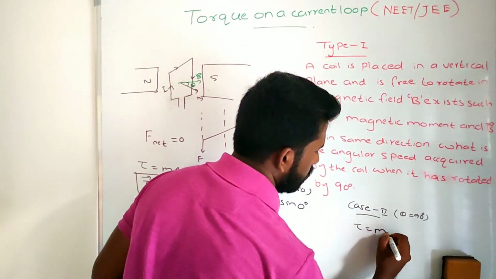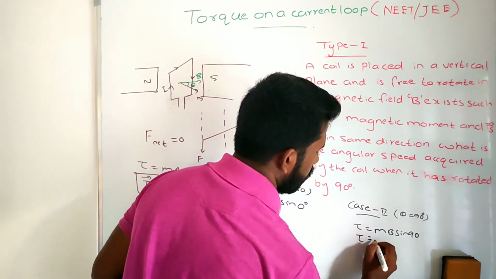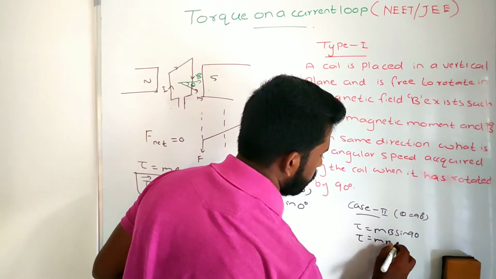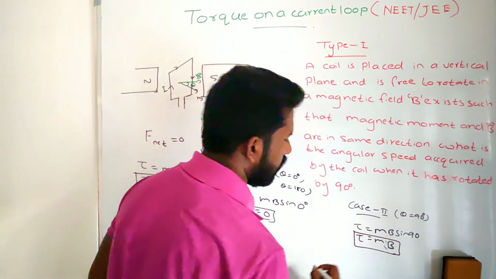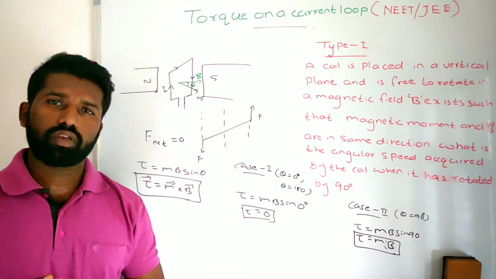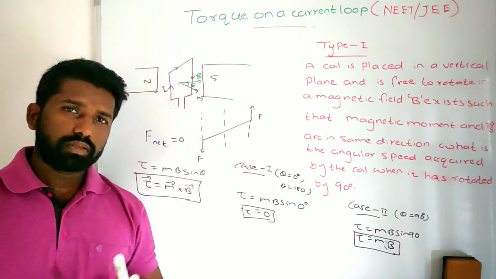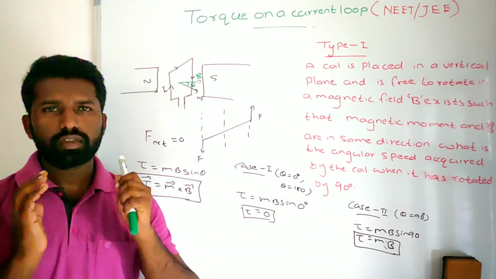The torque is mB sine 90. Sine 90 value is 1. So the torque is mB. The torque is mB. This is the maximum torque acting on the rectangular loop. Okay, the torque is maximum when theta is equal to 90 degrees. Okay, this is about the theory.